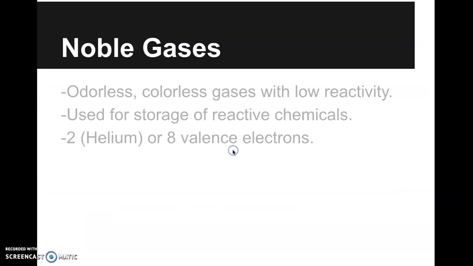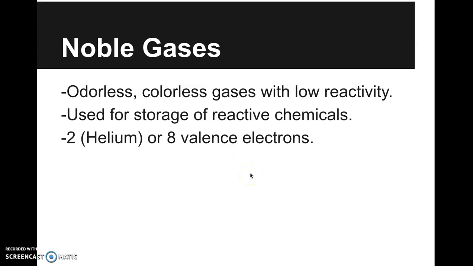Group 8, the noble gases. Odorless, colorless gases, very low reactivity. In fact, they're considered inert, I-N-E-R-T. Usually if we have something that's reactive, like an alkali metal, we will try to store it in a noble gas so it won't react. Now, valence electrons, we kind of talked about this. Helium has 2, but the rest of the noble gases have 8 valence electrons.